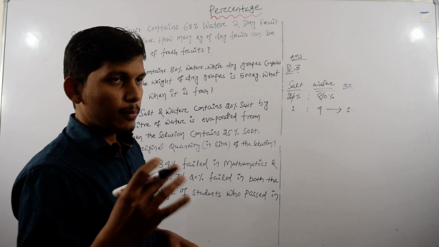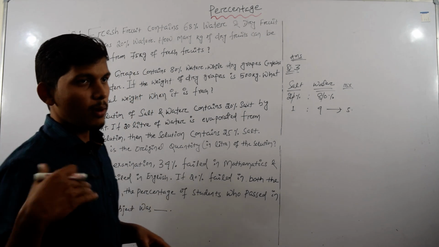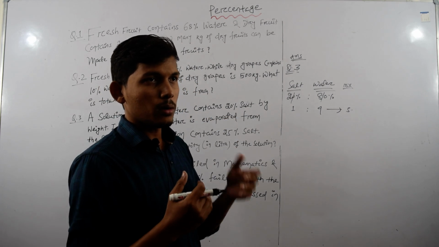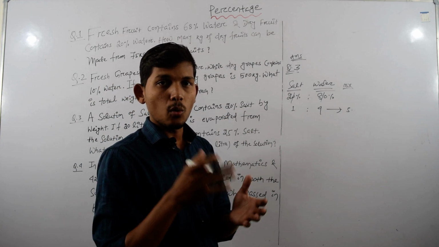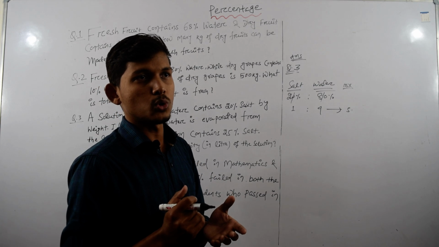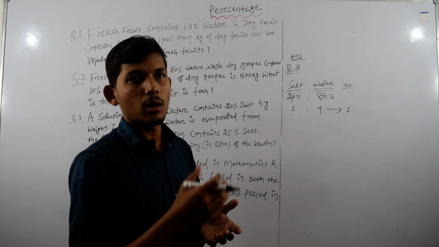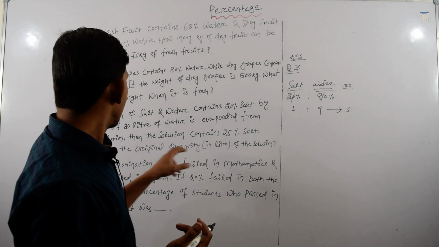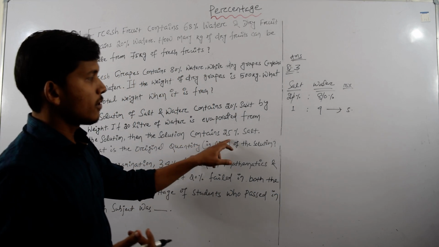Okay, so after the evaporation, when water evaporates, the salt part will be the same as compared to the original, but the only thing is that the water part is reduced. The salt part you have to make equal in both the cases. Okay, so after the evaporation, the solution contains 25% of salt.